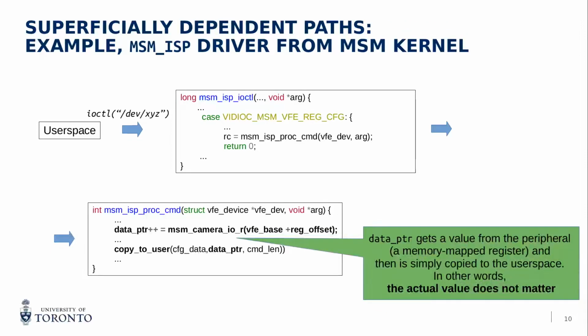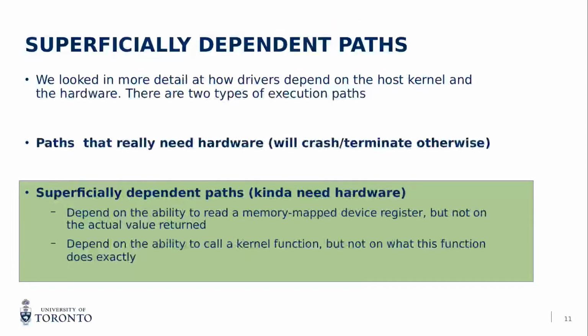What is interesting about this specific example is that while the data from the hardware is passed between different parts of the driver, it is not used to make any control flow decisions. In other words, the value returned from the peripheral doesn't matter for successful driver execution. This gets us to the idea of superficially dependent paths. When the driver executes, there are two types of paths. Paths that really need to receive specific values from the hardware or the original kernel. And there are paths, which we call superficially dependent paths, that only need the peripheral or the original kernel more as a formality. They might need to be able to speak to them, but the actual return value or function call side effects don't matter.